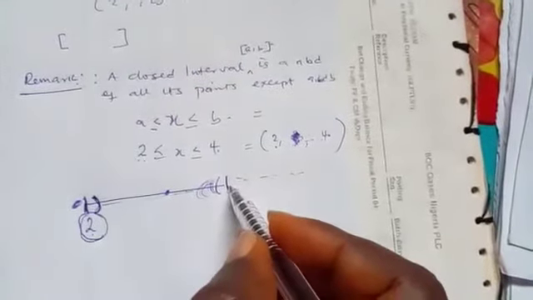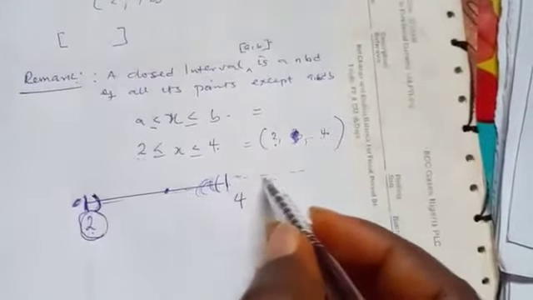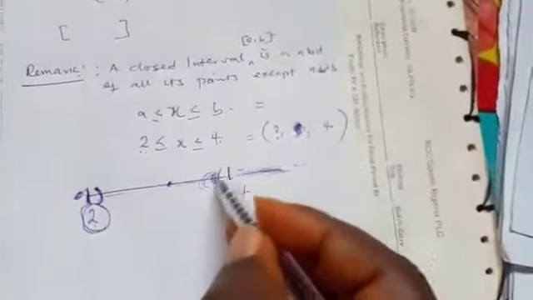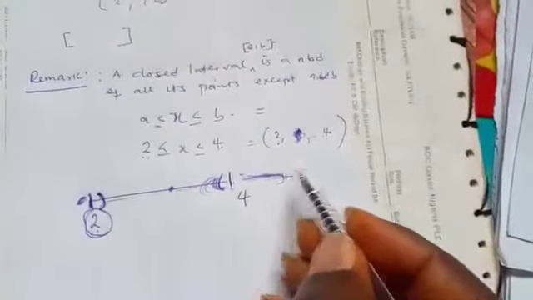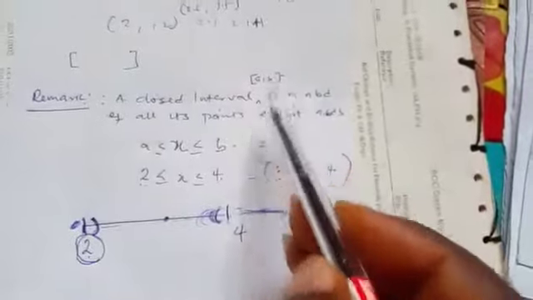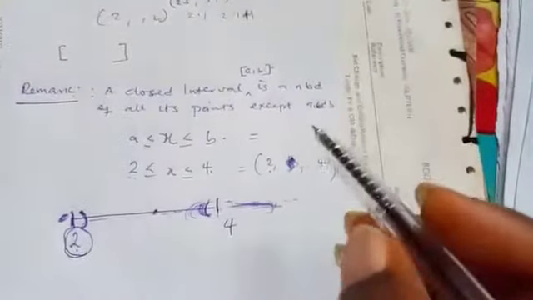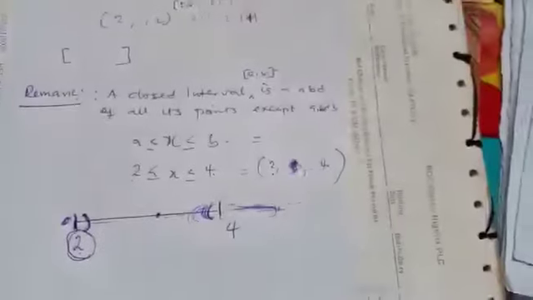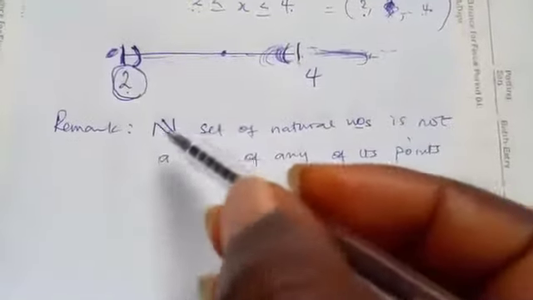But this one now ends at 2 and ends at 4. So if I pick 4, I can't create an open interval. There will be nothing here. Although I can create one from this side, I can't create one here. That is the reason why we say that a closed interval is a neighborhood of all its points except A and B.